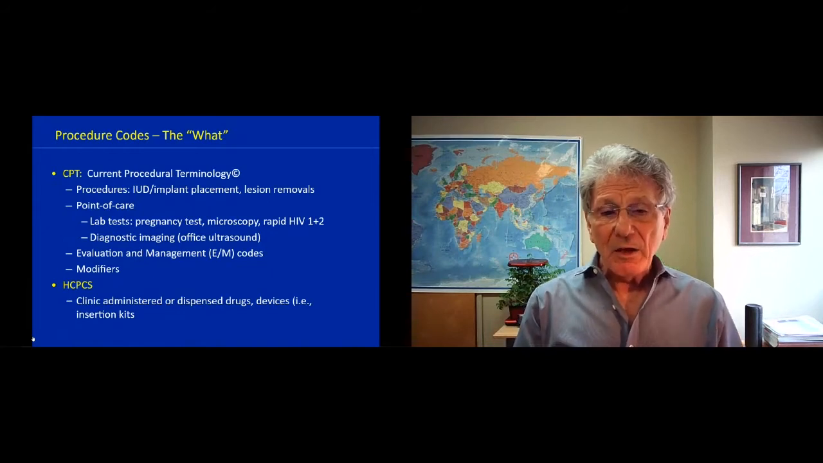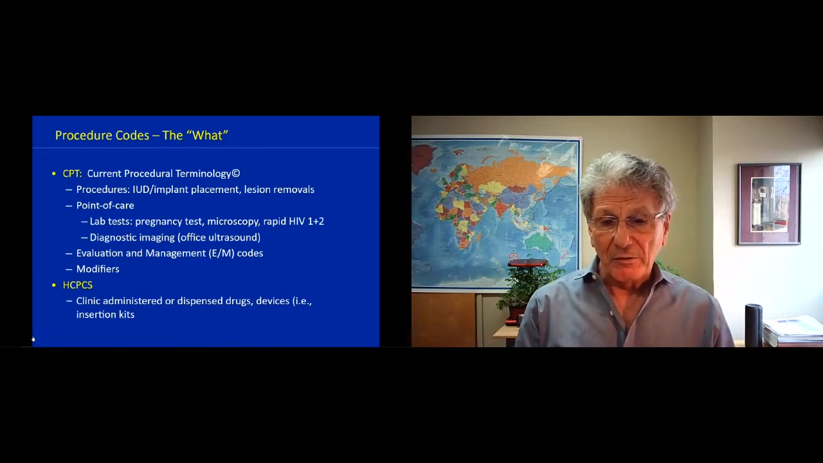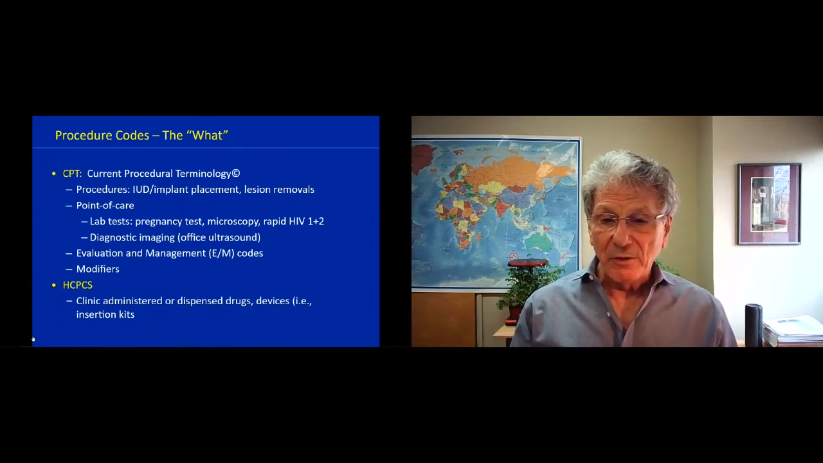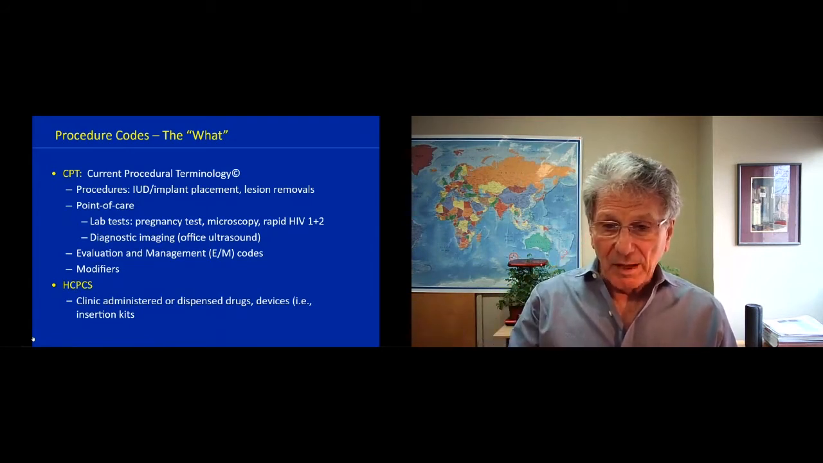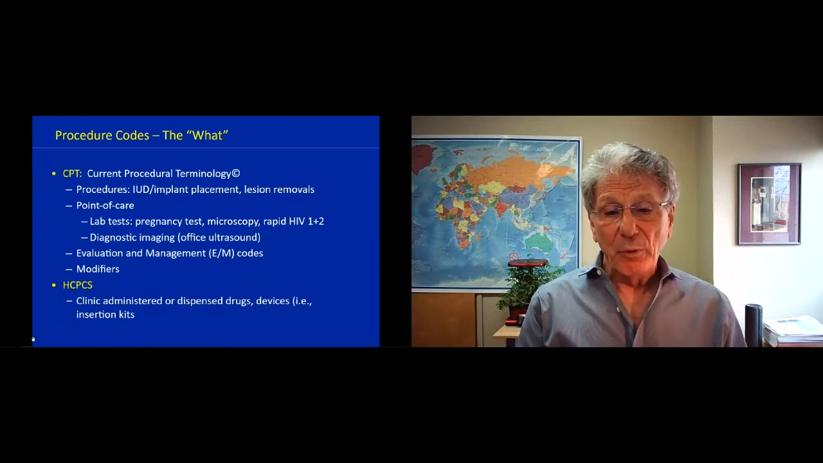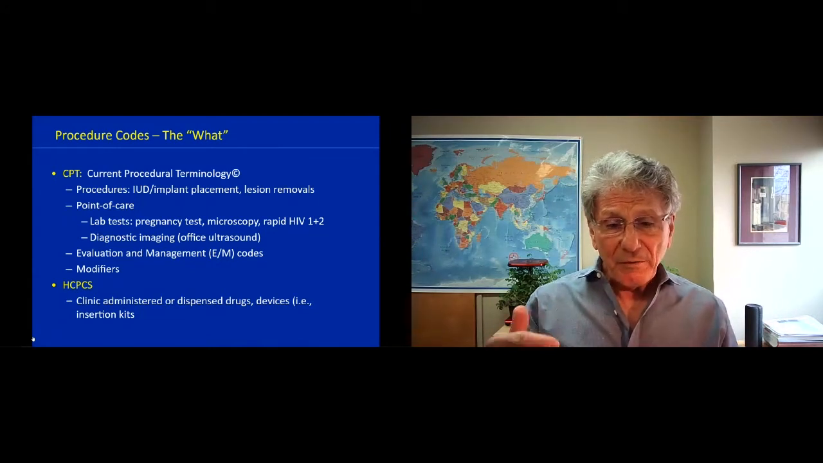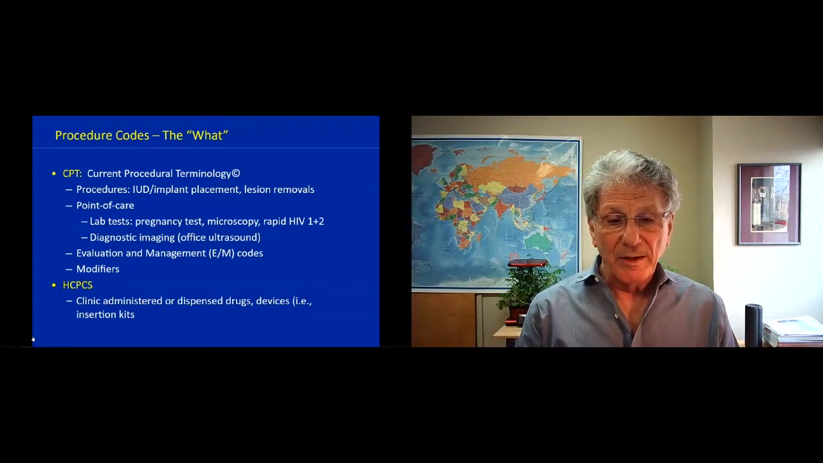Another part of the CPT codes that we would be billing for are point of care tests, also referred to as office tests. So any laboratory test you do in the office, like an office pregnancy test, microscopy of a vaginal discharge, a rapid HIV 1 and 2 test from saliva, for example, if it's done in your office, not in a lab, is billable. The same is true with diagnostic imaging, which for us would be office ultrasound. Also, the definitions of all the E&M codes for office visits are a part of the CPT book, as are the modifiers. And then, as I mentioned a moment ago, any drug or device that we administer in a clinic comes from the HCPCS codes. Next.